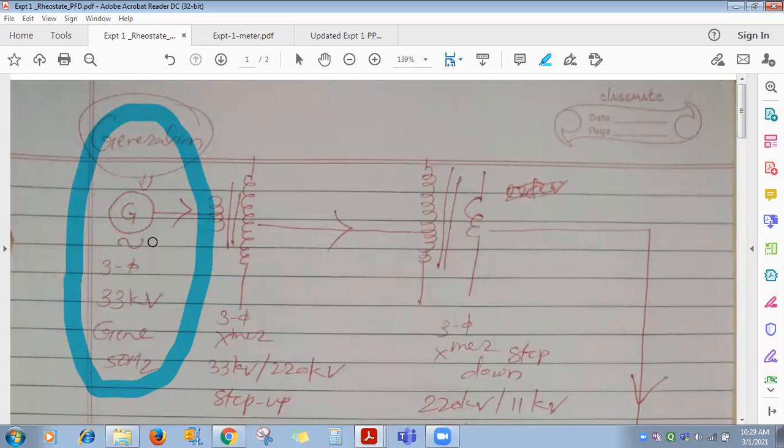And the supply required at your home is which one? Three phase or single phase? No, it's single phase. In a residential area, every equipment operates on single phase.